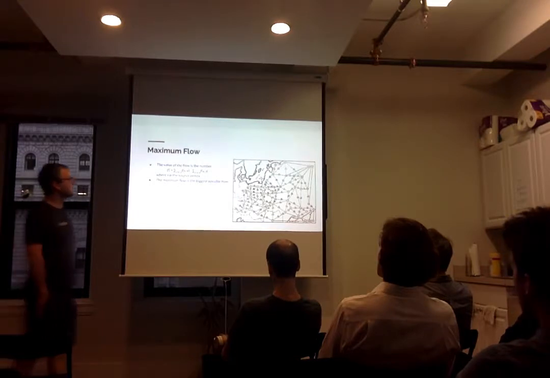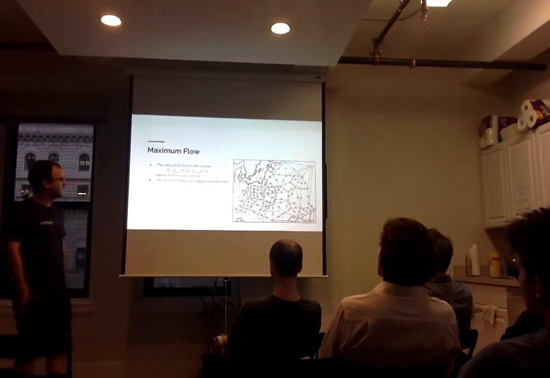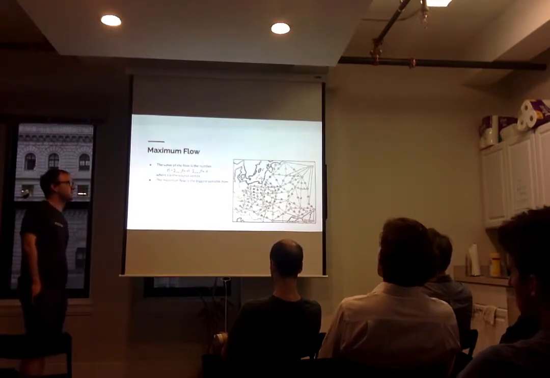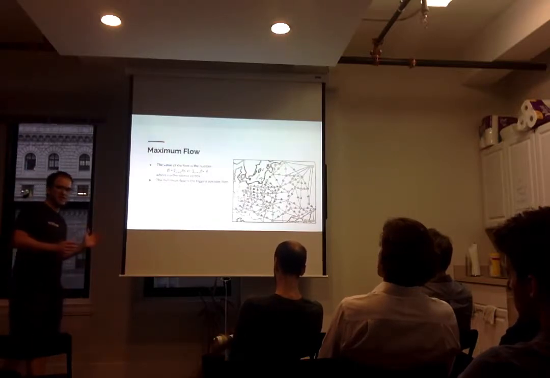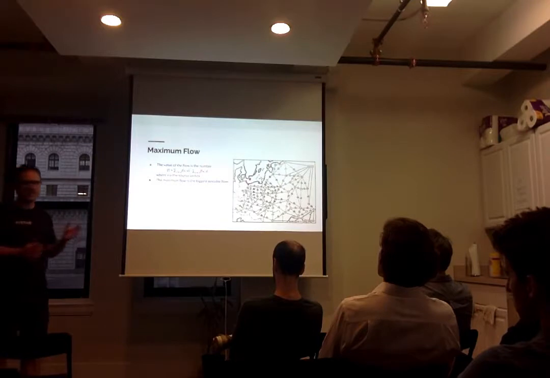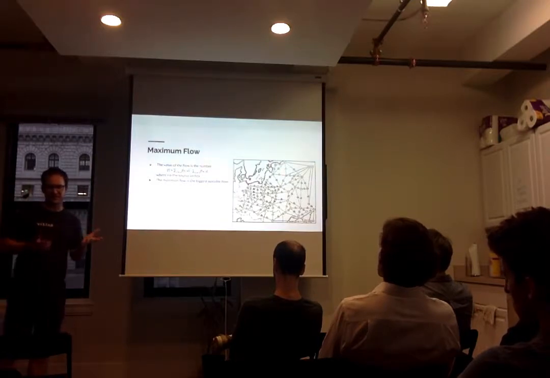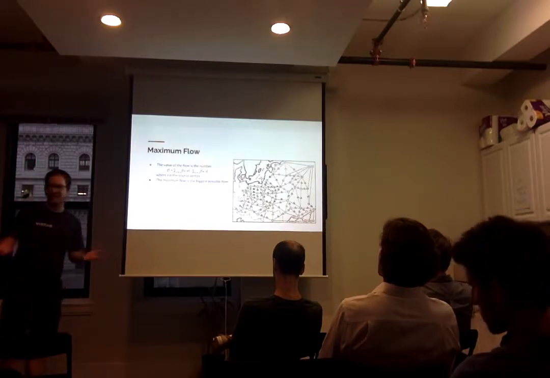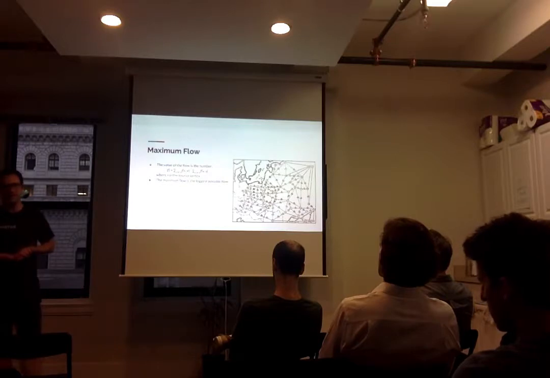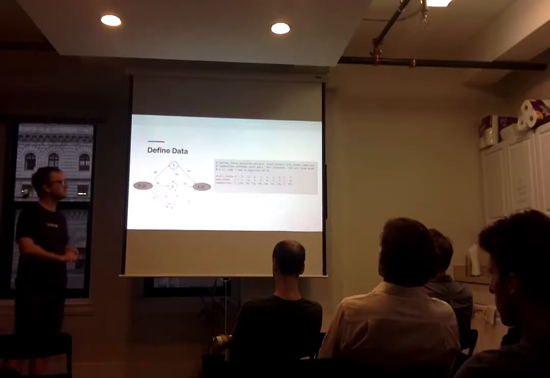So then the value of the flow is just a number, which is defined as the sum of all of the flow out of the source minus all of the flow into the source. So it's really just the positive flow out of the source. And then the maximum flow is just the biggest possible flow that you can get for that particular network.